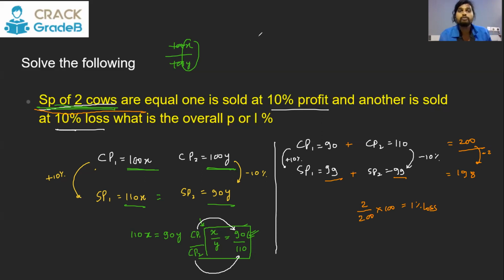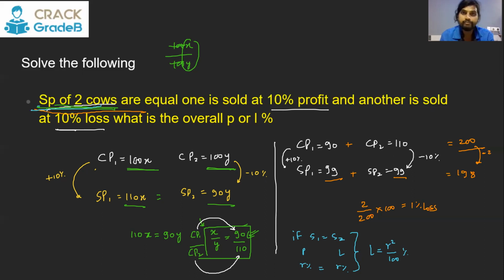But friends, for an exact situation like this, if selling price 1 is equal to selling price 2, if first is sold at profit, another is sold at loss, and whatever the profit percent here, let's say R percent profit, is the same loss percent here, R percent loss, then only this short trick will work. Then there is a loss of R square upon 100%.